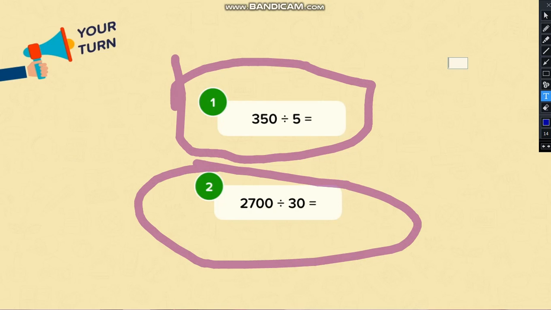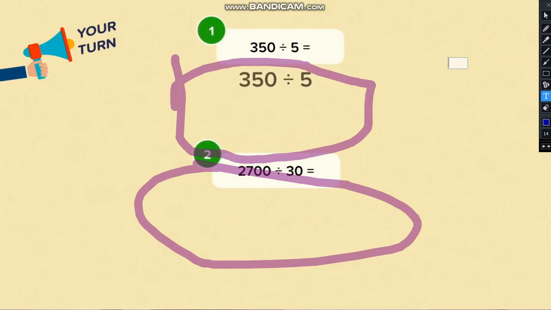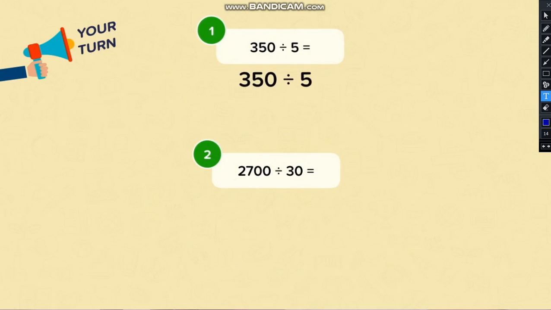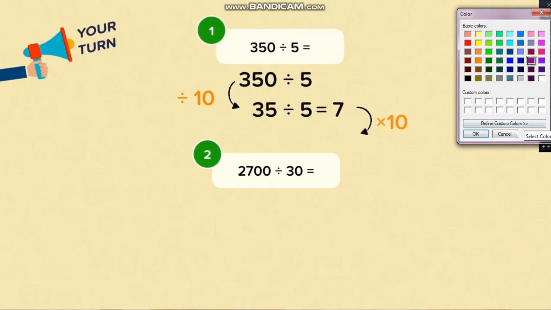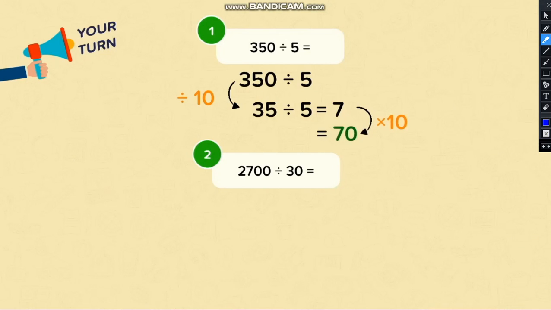Now let's check the answers. For the first question, we can see that 350 is a multiple of 10, but 5 is not. So you should have divided 350 by 10 to get 35, giving a new calculation of 35 divided by 5 equals 7. As you divided only the dividend, you need to multiply the answer by 10. So well done if you did 7 times 10 to get 70. 350 divided by 5 equals 70.